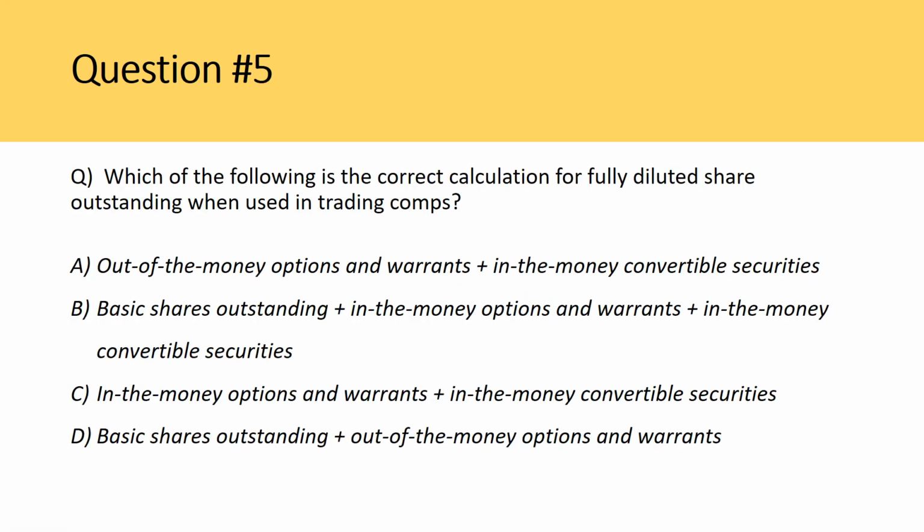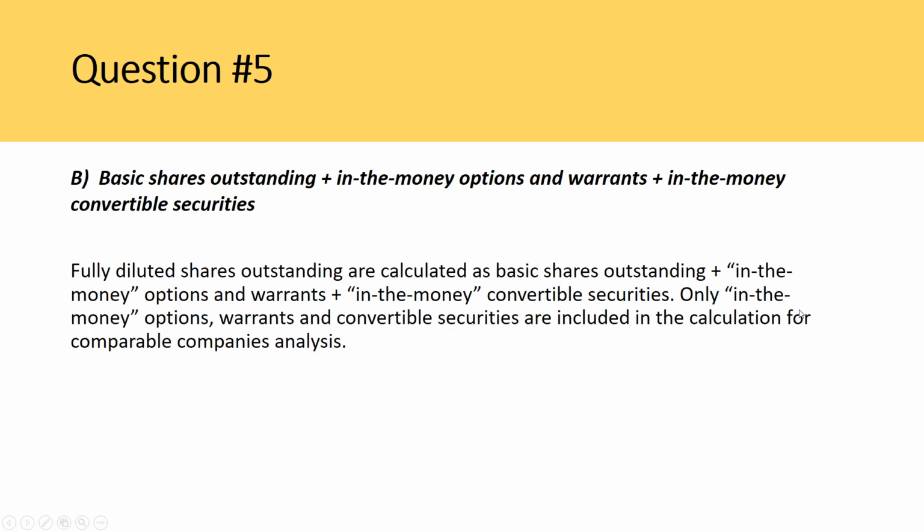Now, question 5, which of the following is the correct calculation for fully diluted shares outstanding when used in trading comps? This is a very important question to understand. This will probably be asked in the technical side of an interview. Fully diluted shares includes basic shares outstanding, plus in-the-money options and warrants, plus in-the-money convertible securities. So the answer would be B. It's basic shares outstanding plus in-the-money options and warrants, plus in-the-money convertible securities. Okay.